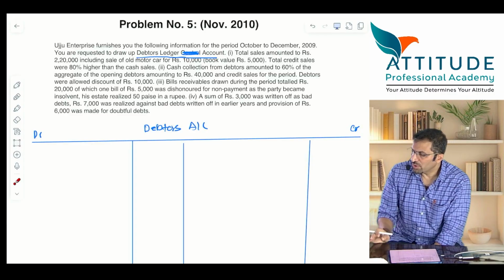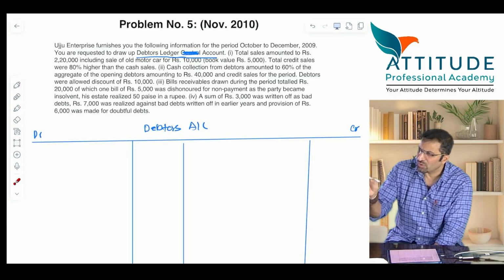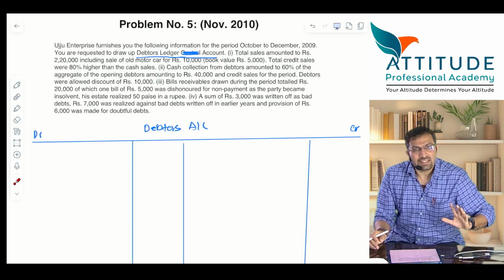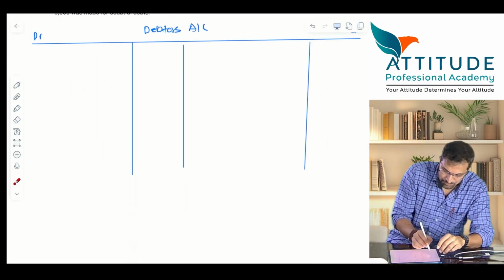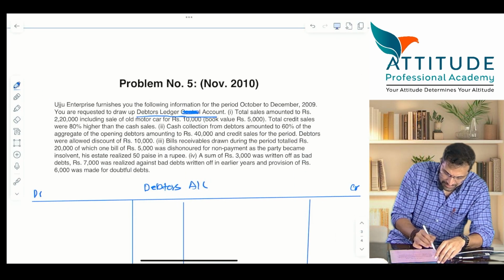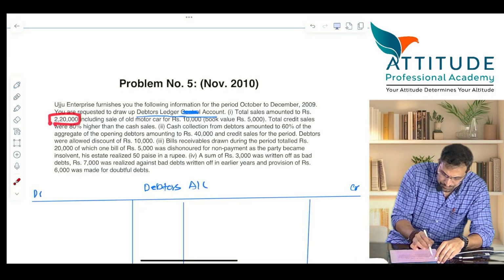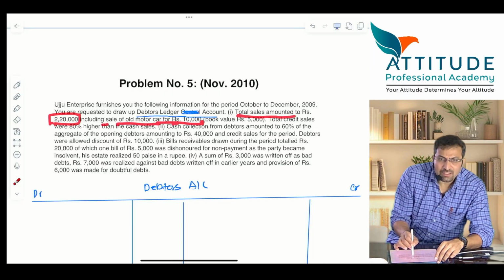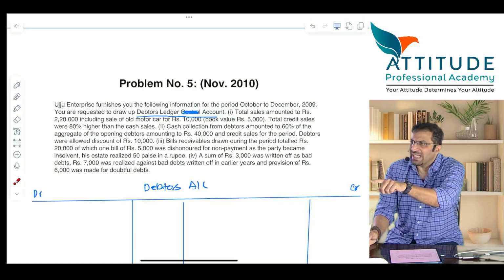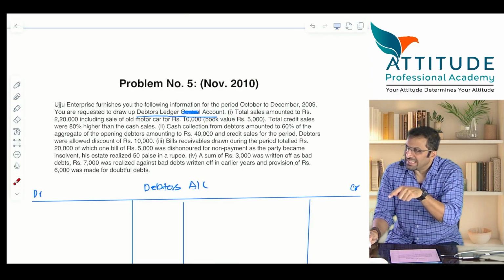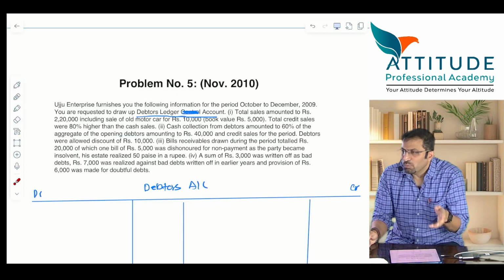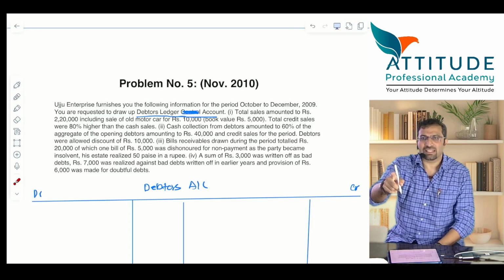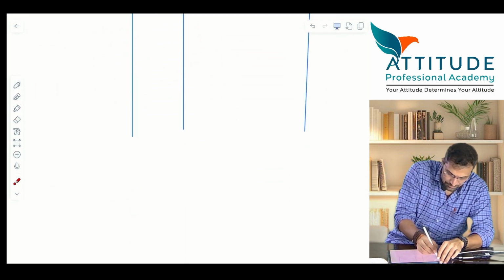In debtors account, do you want total sales, cash sales, or only credit sales? You want only credit sales, and that too corrected credit sales. Correct? Now, look at the information. I once again repeat. What is 2,20,000? Total sales. But does it include a sale of old motor car worth rupees 10,000? Sale of motor car should not come in sales account. The book value is 5,000, but 10,000 is the sale value. That sale value 10,000 is included in total sales. So now tell me, what are the corrected sales?